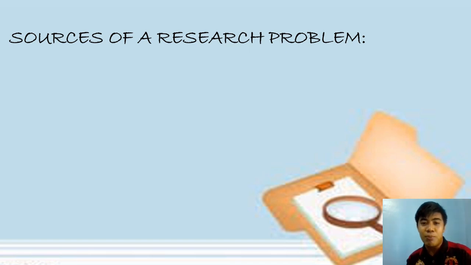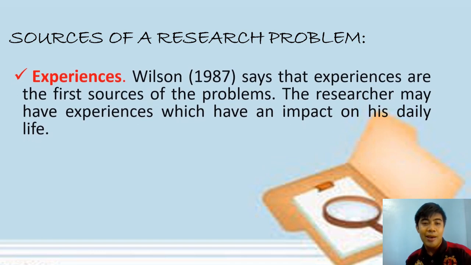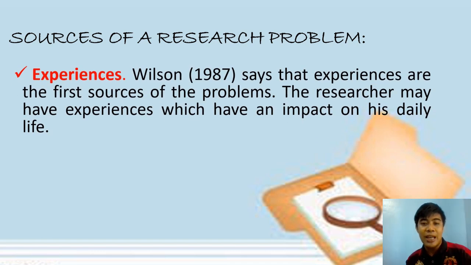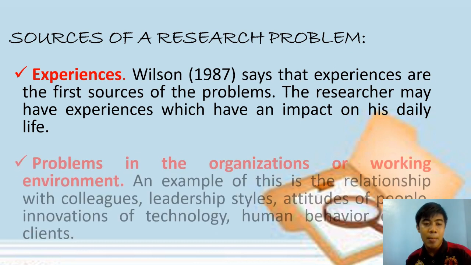Sources of research problem. So what are the sources of a research problem? According to Wilson, 1987, he says that experiences are the first sources of problems. The researcher may have experiences which have an impact on his daily life. So as a researcher, we can extract good problems based on our own experiences that have a big impact on our daily life or influence us in one way or another.